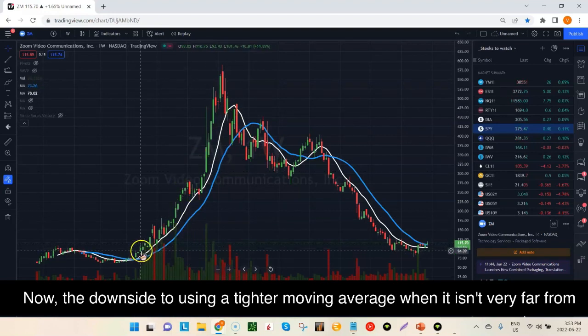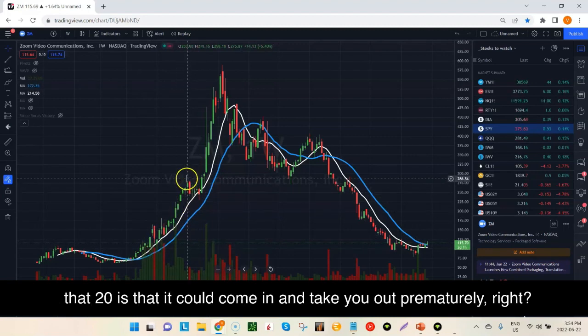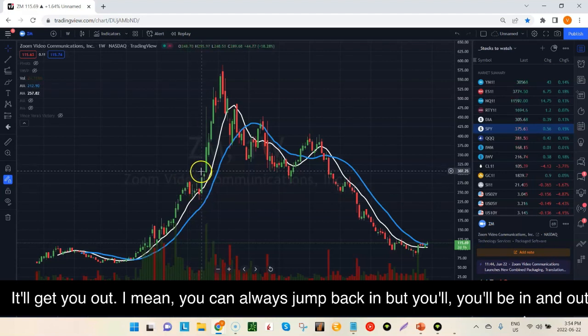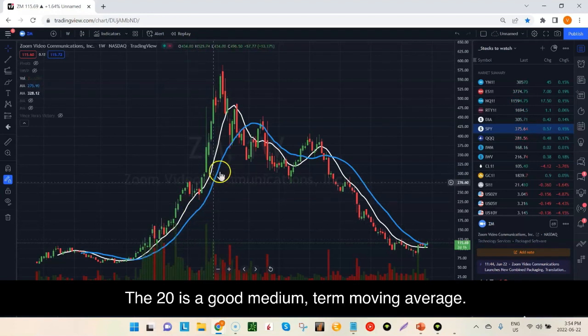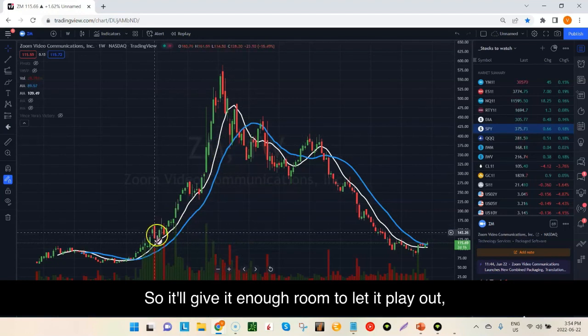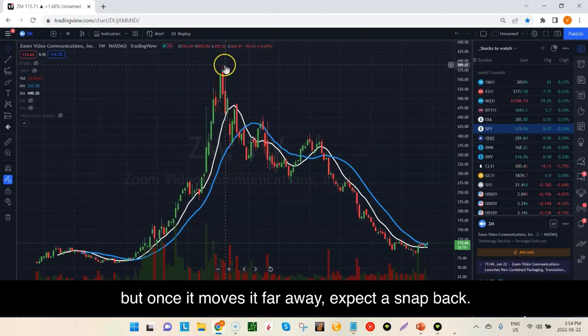Now, the downside to using a tighter moving average when it isn't very far from that 20 is that it could come in and take you out prematurely, right? Get you out. I mean, you can always jump back in, but you'll be in and out more often, right? The 20 is a good medium term moving average, so it'll give it enough room to let it play out. But once it moves out far away, expect a snapback.